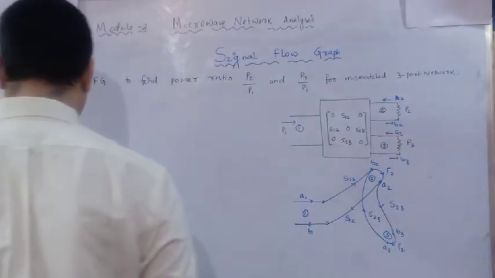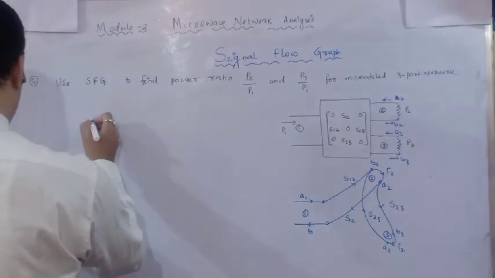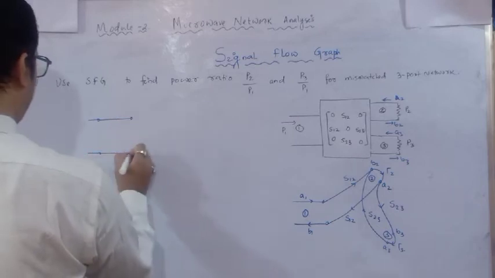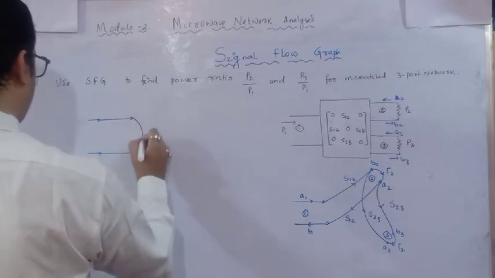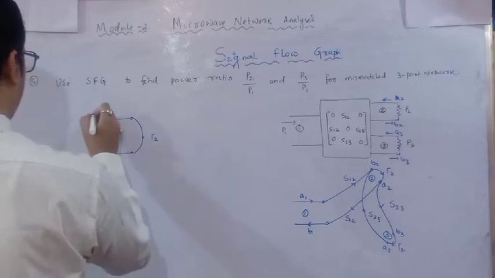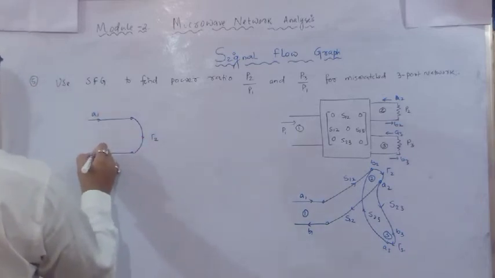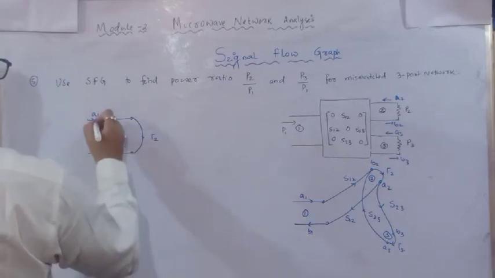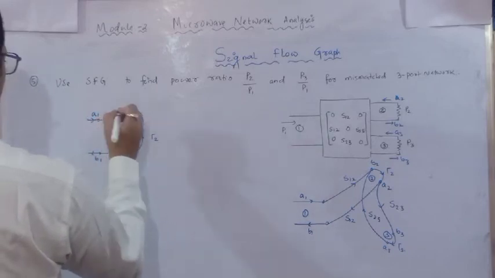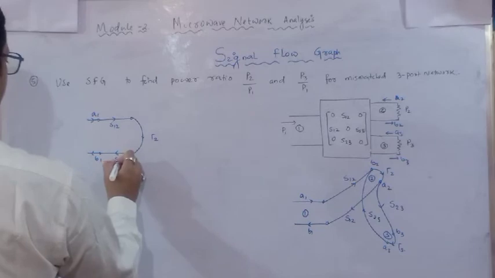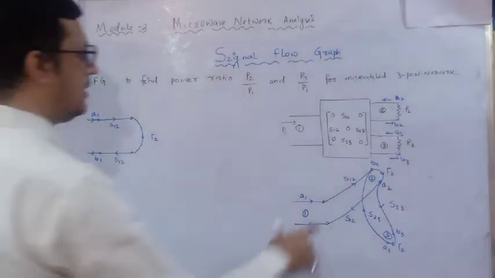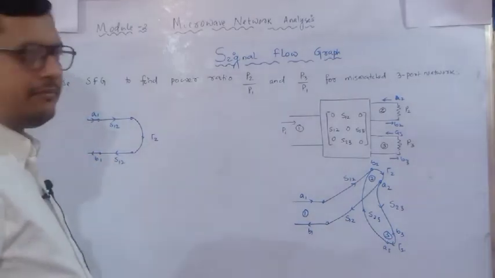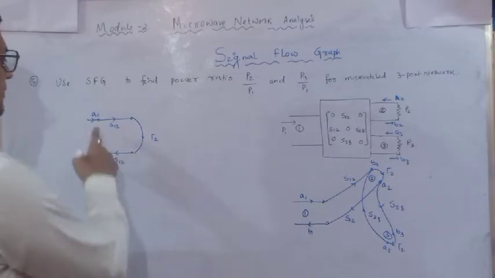So first, using the reduction rule, this is port 1 and this is port 2. This is reflection coefficient 2, this is A1, this is B1. This is the input point. Here it is S12, here it is S12, but S11 is 0, so it is 0. So there is no link between A1 and B1. If there is a link, you have to substitute S11. So here S11 is not there.